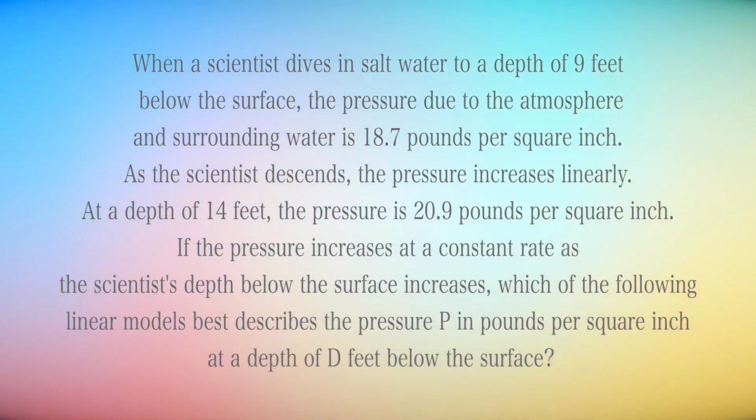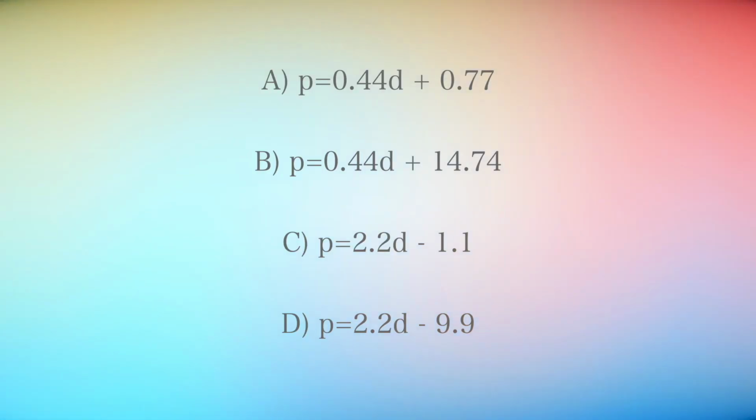linear models best describes the pressure, P, in pounds per square inch at a depth of d feet below the surface? Is the answer A, P equals 0.44d plus 0.77, B, P equals 0.44d plus 14.74, C, P equals 2.2d minus 1.1, D, P equals 2.2d minus 9.9.